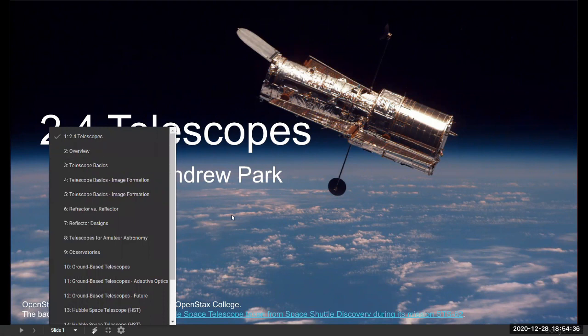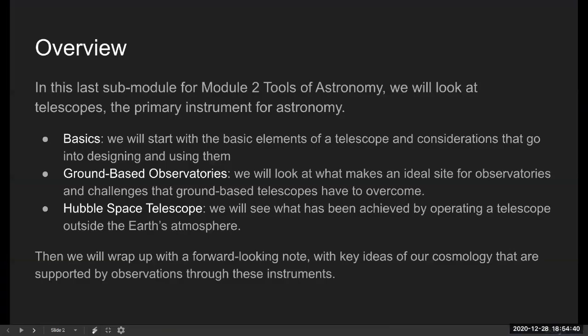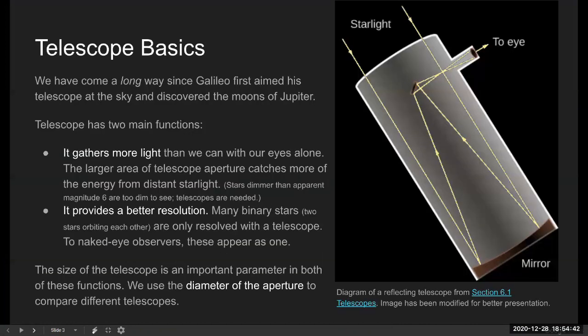I can ease your mind about what I won't be asking you about, because telescopes can get quite technical, like what you see here: figuring the focus, size of the image, magnification factor. We're not going to do any of that. There are some things I do want you to know.